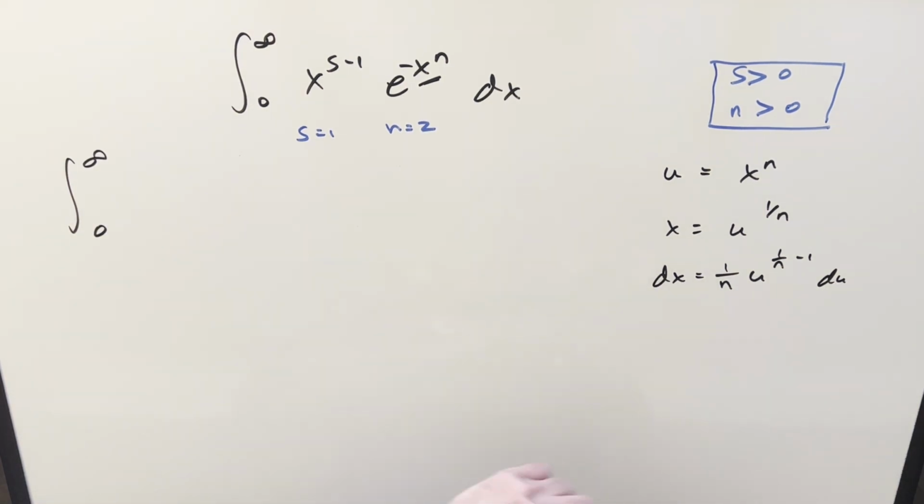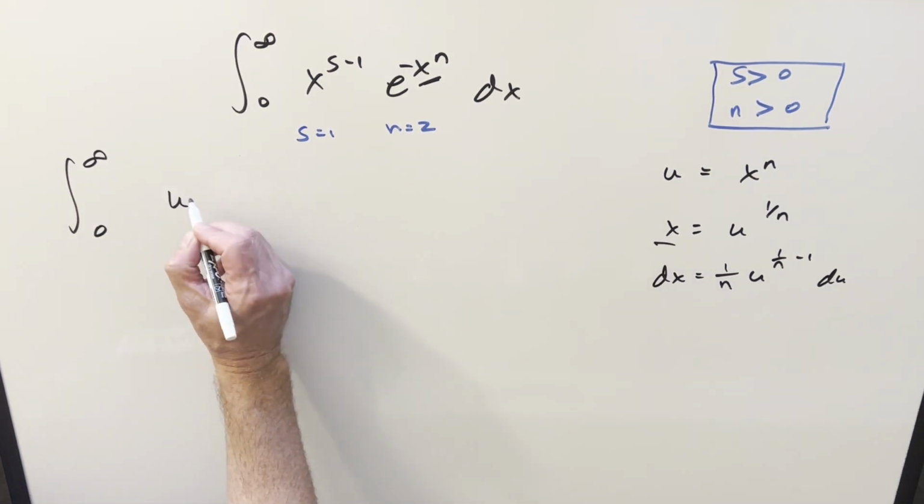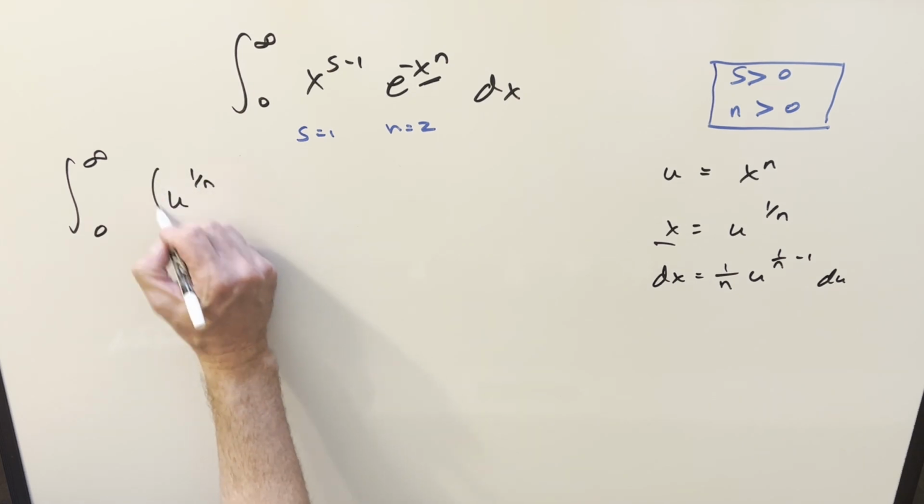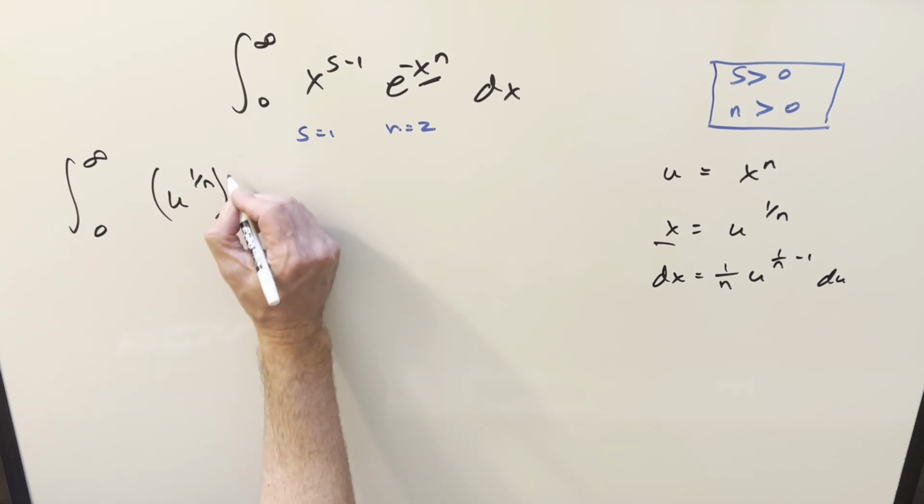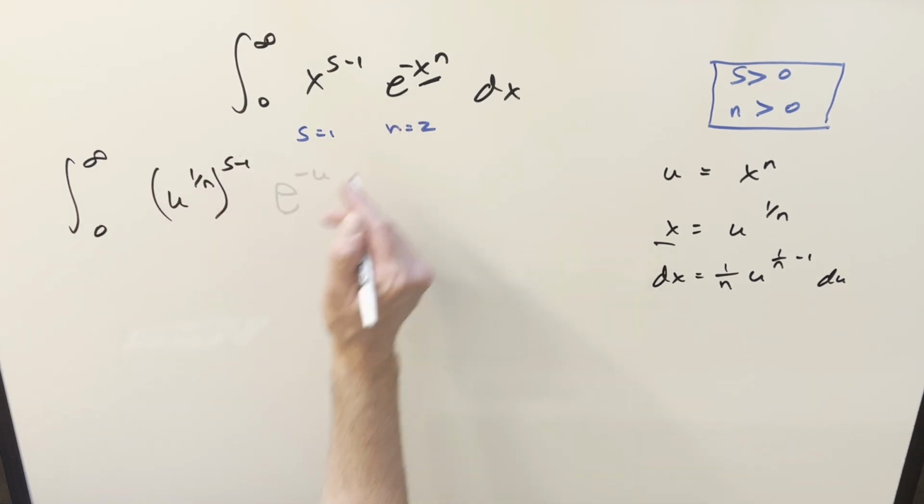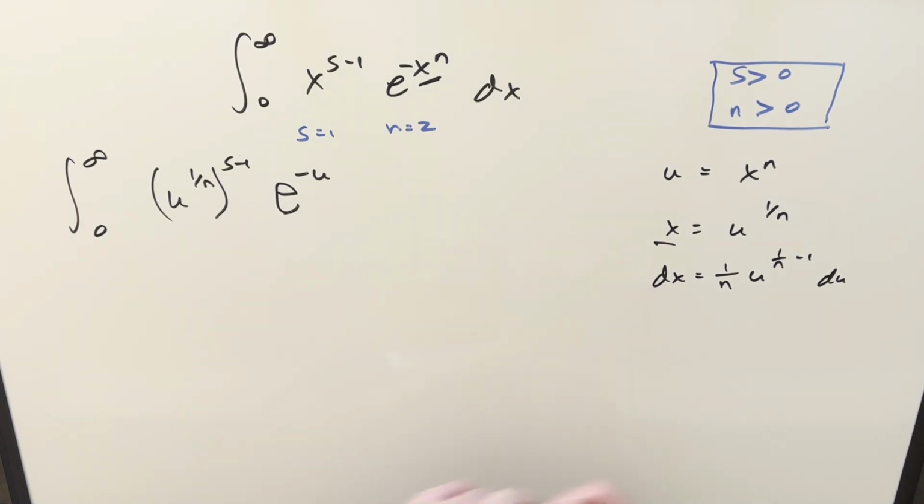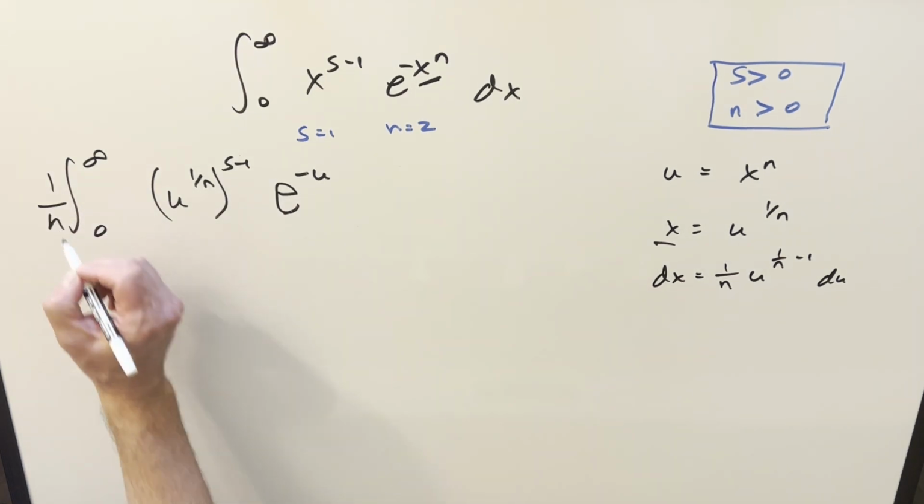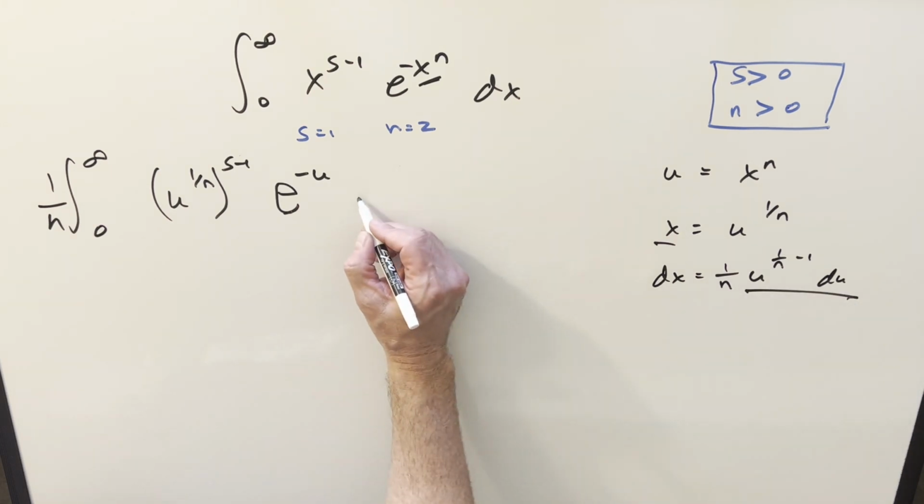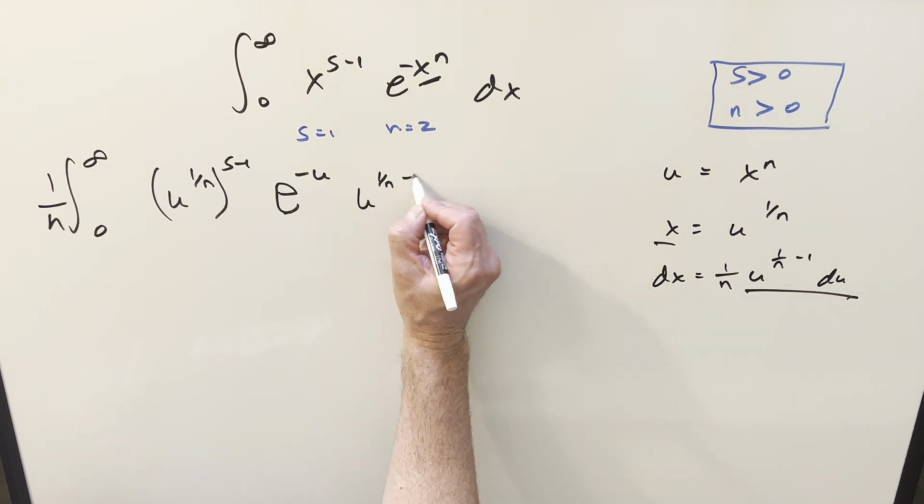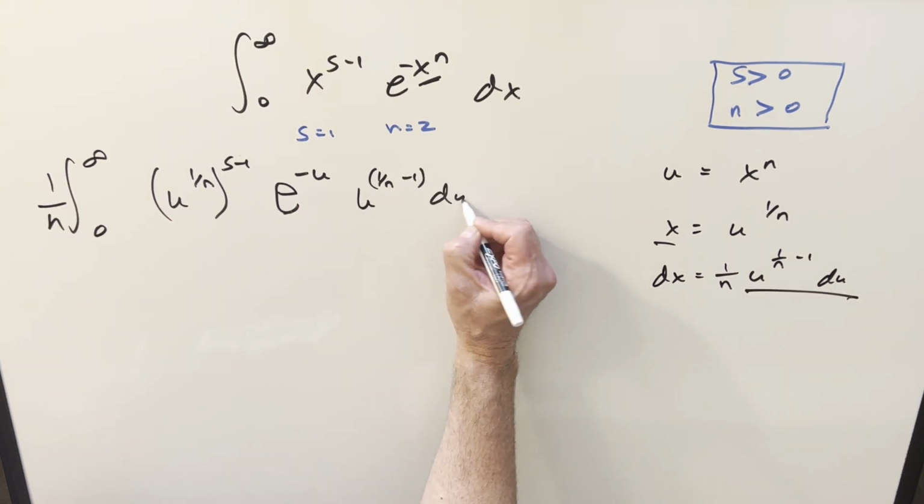Now for the x part, we have a value for x, so the exponents are going to be a little bit messy, but we'll just plug that in for x, and we still have this to the s minus 1. Then this becomes e^(-u) dx. 1/n is a constant, so let's bring that all the way out front and then bring in the rest of this stuff. So we'll have u^(1/n - 1) du.